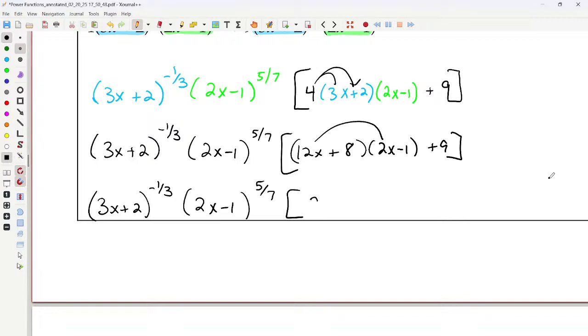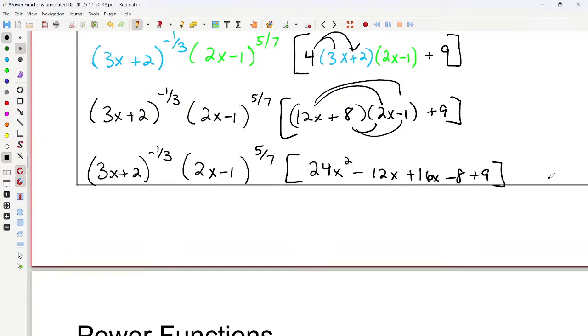So this is going to be 24x squared minus 12x plus 16x minus 8 after you do all that distribution, plus 9 for a final answer of, well, a couple things. This is just going to clean up in a minute, this big group at the end. Here's a negative exponent, which we're just going to write in the denominator.